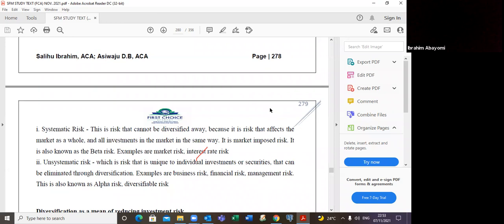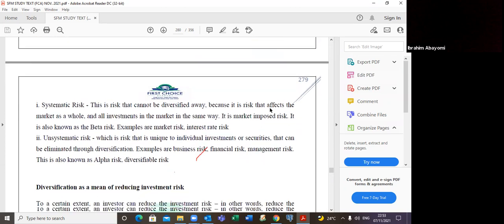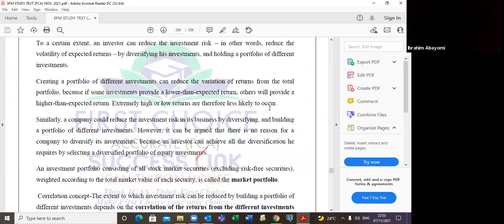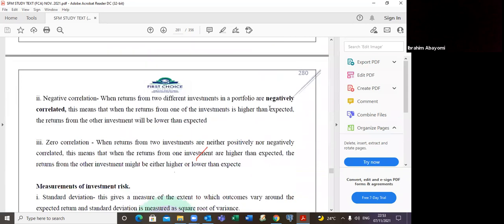Then we have unsystematic risk. Unsystematic risk affects a particular company, not the market in general. So that's the distinction between systematic risk and non-systematic risk. I've explained correlation, use it.